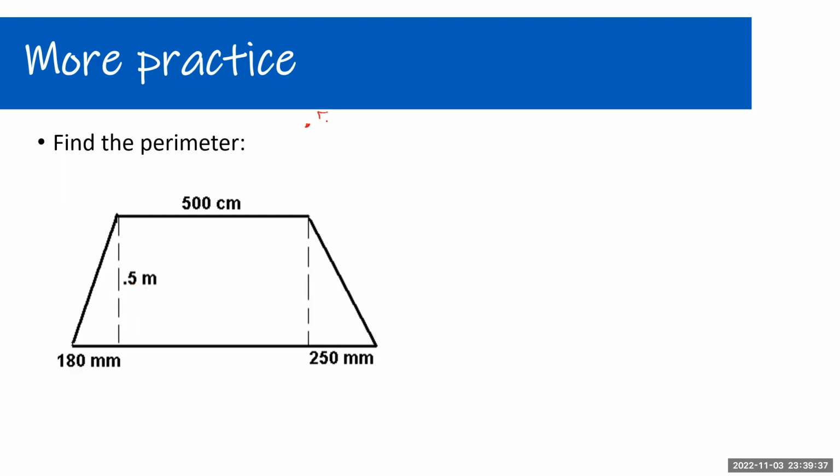0.5 meters is going to give us 50 centimeters. We're going from 0 to -2. Okay, so we're going to go 1, 2 over. So this is going to be 50 centimeters. 180 millimeters is going to give us 18 centimeters. 250 millimeters is going to give us 25 centimeters.